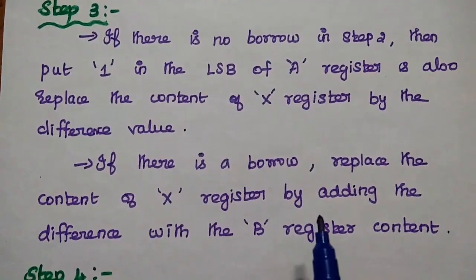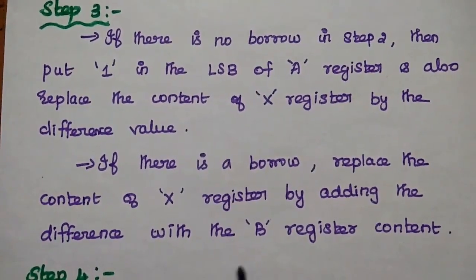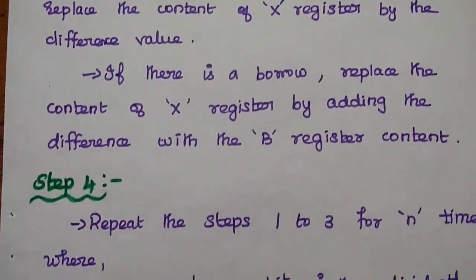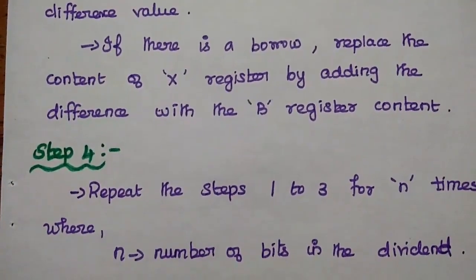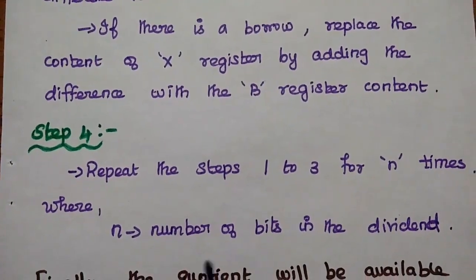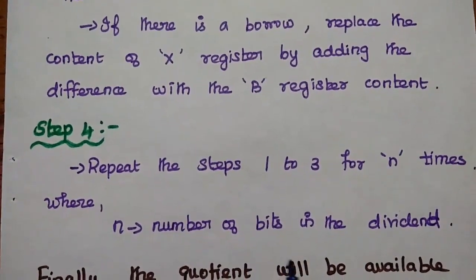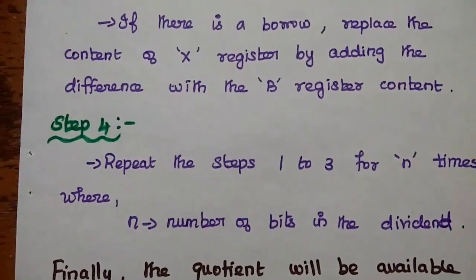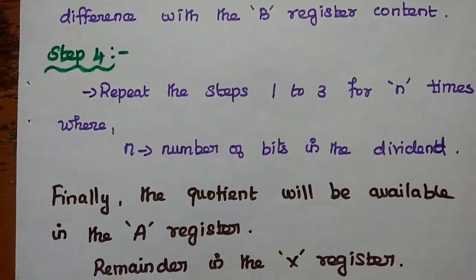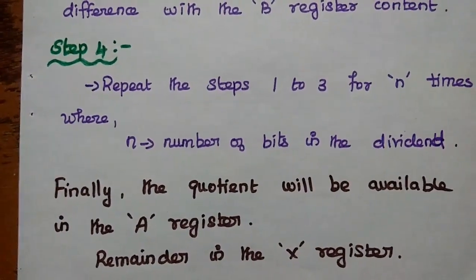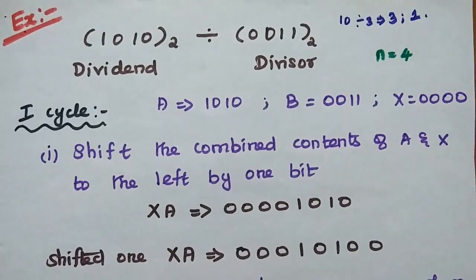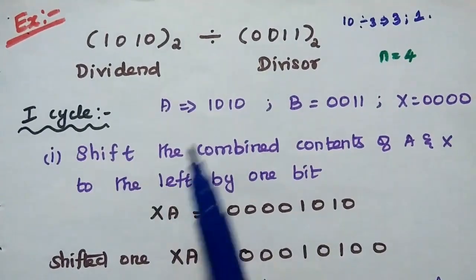If there is a borrow, replace the content of X register by adding the difference with the B register content. So in the last step, repeat steps 1 to 3 for n times, where n is nothing but the number of bits in the dividend. Finally, the quotient will be available in the A register and the remainder in the X register. Now we are going to solve one problem using this restoring method.